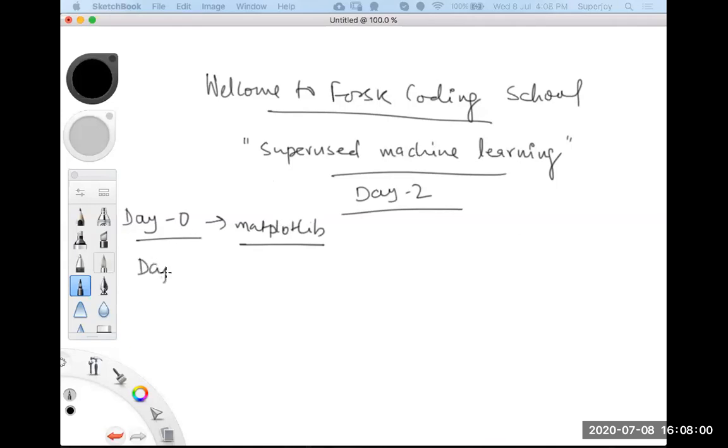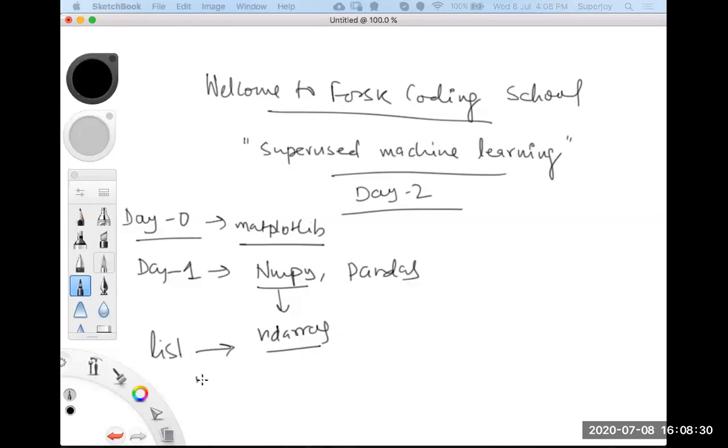On day one, yesterday, we discussed two libraries: NumPy and pandas. Using NumPy, you can do mathematical operations on the data, and the data you have in NumPy is called an ND array. If you remember from yesterday, we converted list data to an ND array using the function np.array. There are a couple more functions, but I could only discuss two or three: np.array and np.arange.